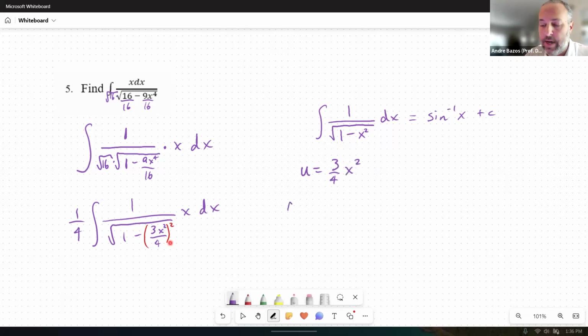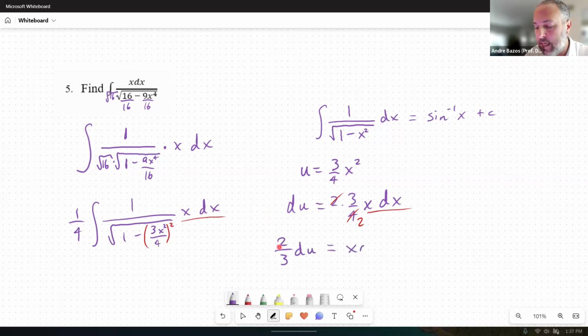All right, so now we do the derivative. du equals, so 2 times 3/4 x dx. Oh, there's my x. So we had to get rid of it. So now, right, I have the x dx right here. I'm going to replace it, but I don't have this 3/2, so I'm going to move this over. This is how I do this, but there are many ways to do this. 2/3 du equals x dx.